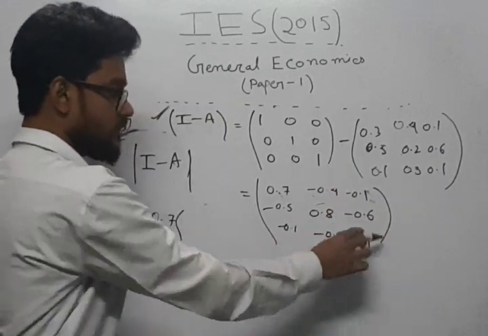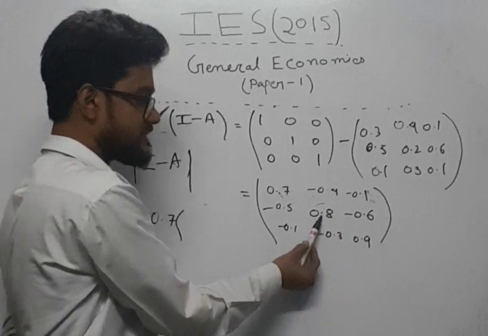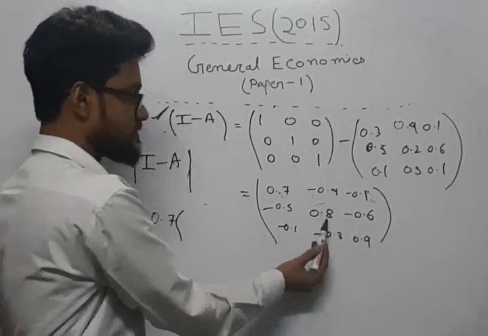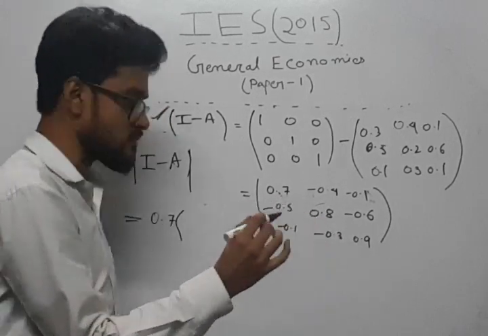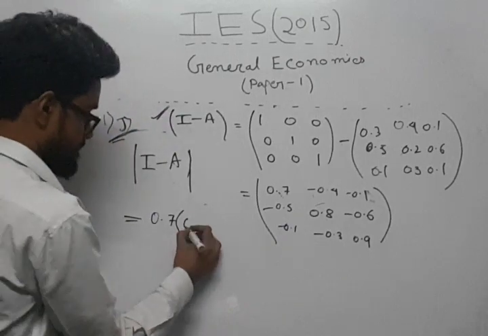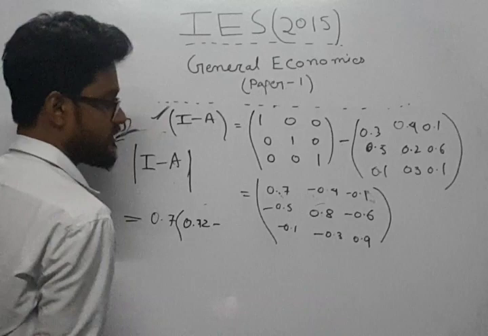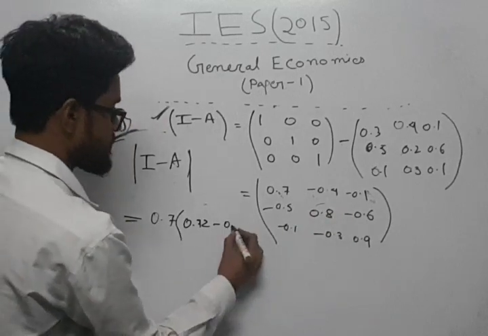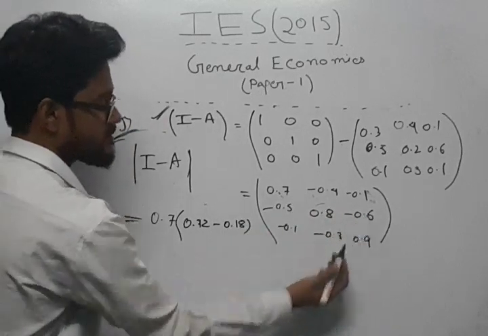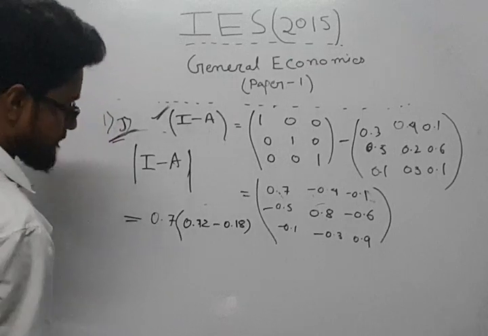What we will do with this region is multiply this with this. So this with this will be 0.72, minus this into this. Now this into this will be 0.18, as you can see, 3 into 6 is 18. So we'll be left with this.